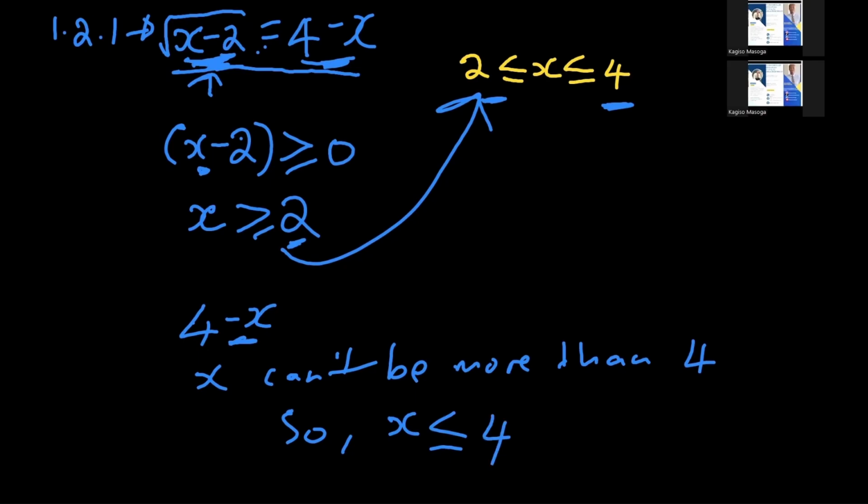Now put it together and we see this equation only makes sense when x is between 2 and 4, including those values. So boom, the equation lies in this interval. Now we've proven it. Thank you. Now we're going to another question.